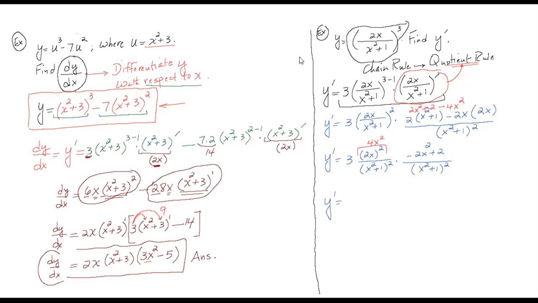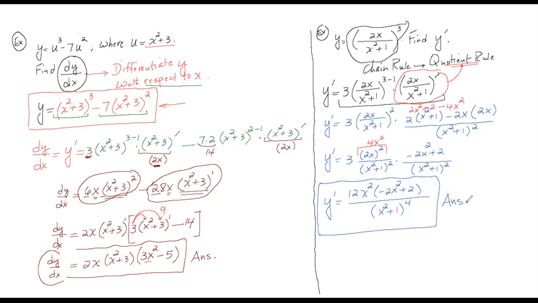All right, so your final answer now, pay attention. 3 times 4, so that's 12 x squared with negative 2x squared plus 2. And the denominator, multiplying these two, will be x squared plus 1 to the 4th. The 2 powers, 2's add, and it equals the 4th. So I'm good with that as my final answer. You don't really need to do anything else with that.